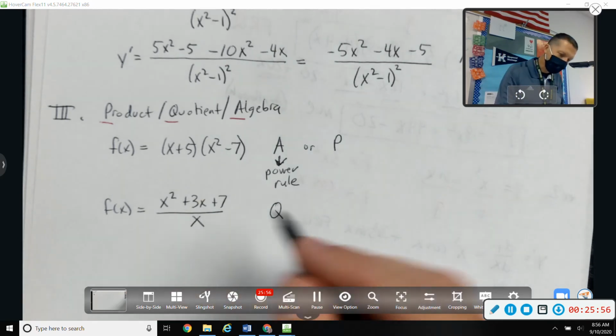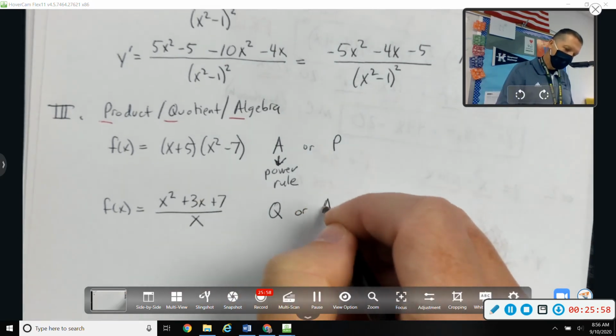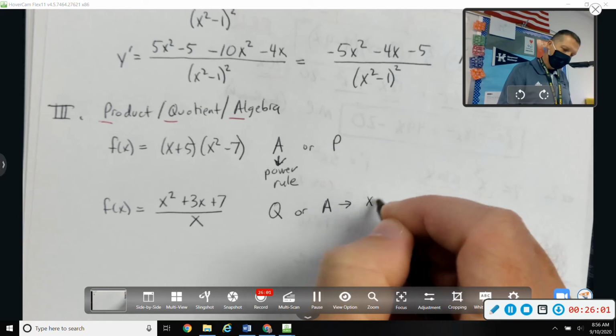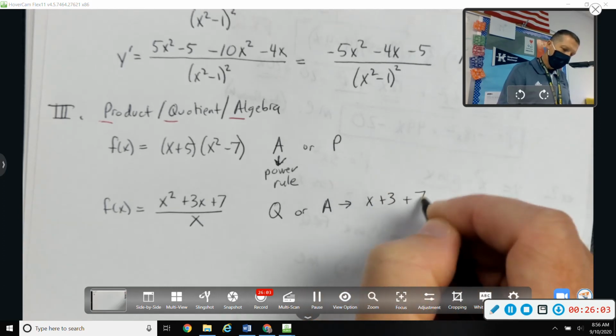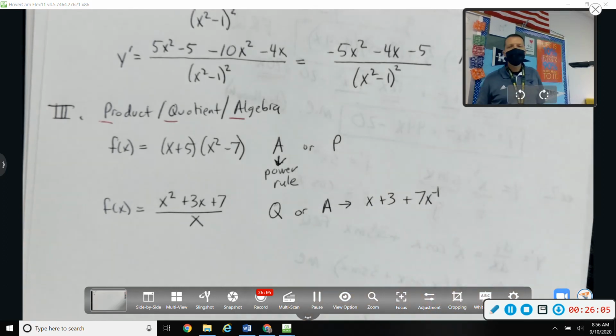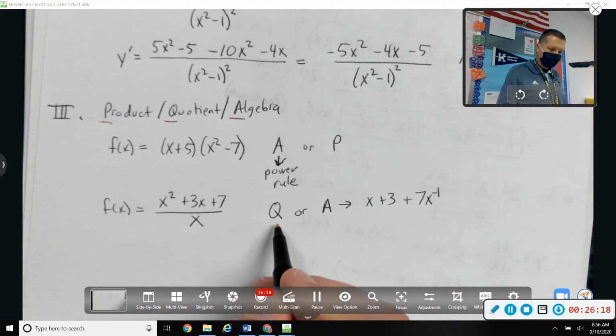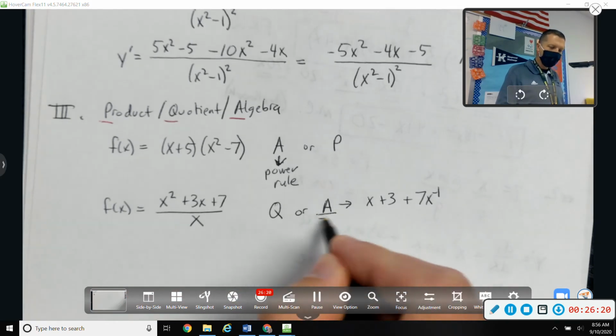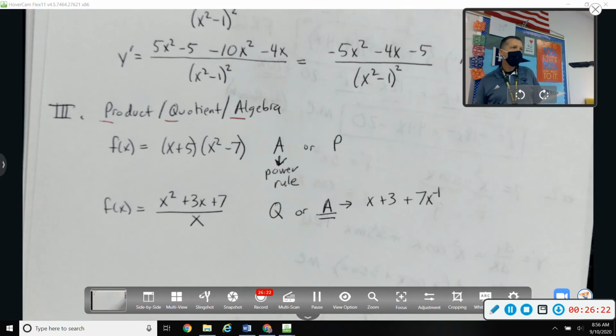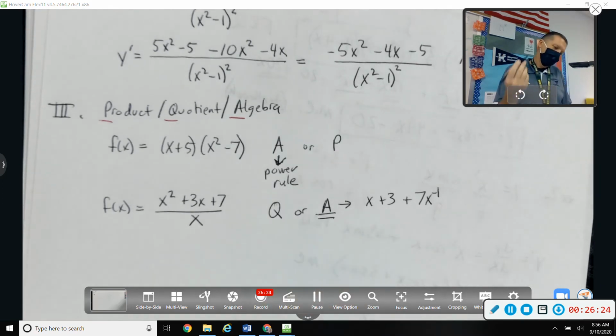Since you could divide x into each of those, that would get you x plus 3 plus 7x to the negative 1. And then you'd be doing power rule rather than quotient rule. So sometimes you can avoid the product or quotient rule. And on this one, the quotient rule is kind of a pain, so I'd probably pick algebra on this one. On the last one, I don't know. It kind of depends what your preference is.